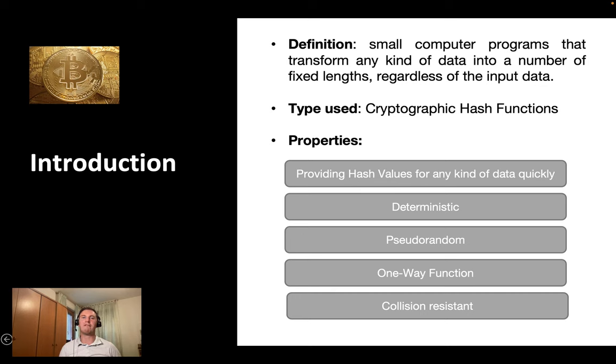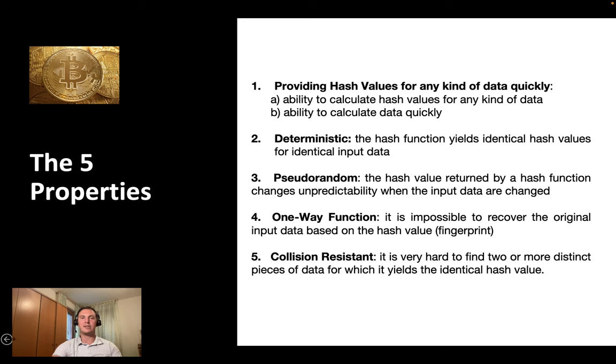They have 5 different properties. At first, they provide hash values for any kind of data quickly. Then they are deterministic, pseudo-random, one-way functions, and collision-resistant. Let's look at the 5 properties, and then we'll continue with an example. Firstly, the property of providing hash values for any kind of data quickly is actually a combination of 2 properties. Firstly, the hash function is able to calculate hash values for all kinds of data. Second, the function does its calculation quickly.